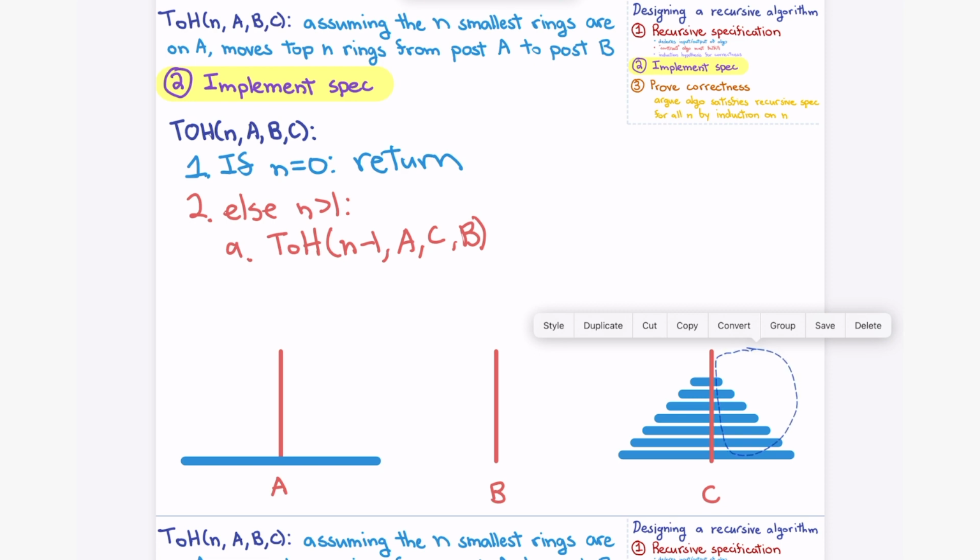Okay, so this is the power of writing A, B, C instead of just three posts. If it was just three posts, we wouldn't be able to make this distinction very clearly. But with A, B, C, now you have a lot more power. This is often the case: if you make your recursive spec more detailed, then it becomes more useful in those subcalls. Okay, so you've done that. You've moved n minus 1 from A to C. Now what?